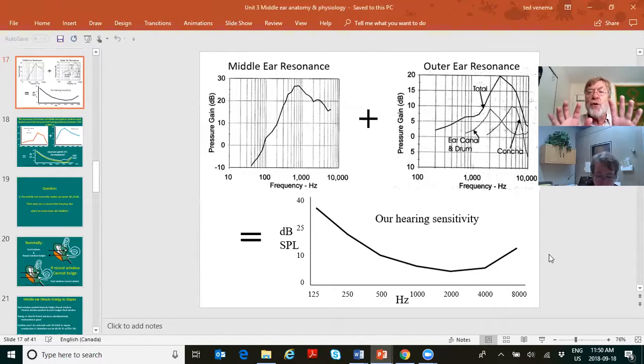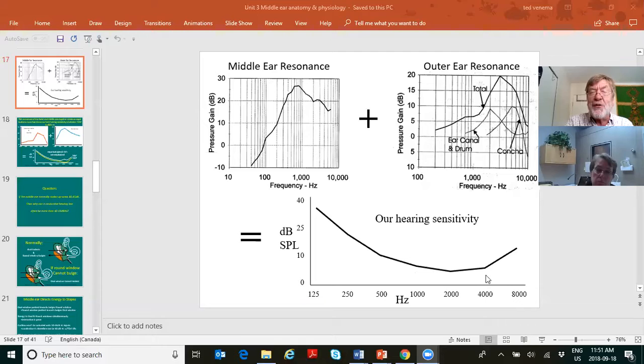Now, just a word to the wise and to people like Karen who may be working in this field. You may be wondering in your head, why does Ted keep saying that? Because when I test hearing on an audiogram, the zero line is flat at the top, isn't it? Do you see hearing tests, Karen? Do you know what the audiogram looks like? Well, that zero line on the top actually is this curve.